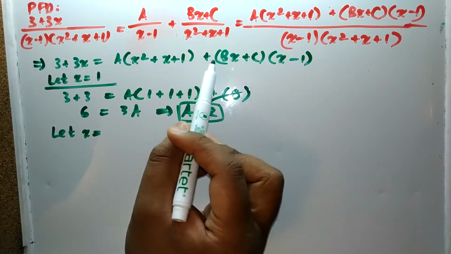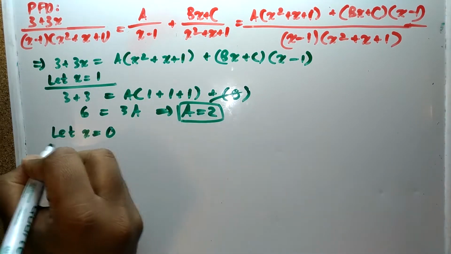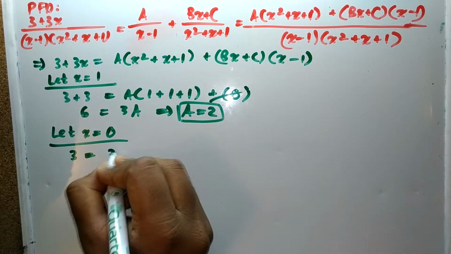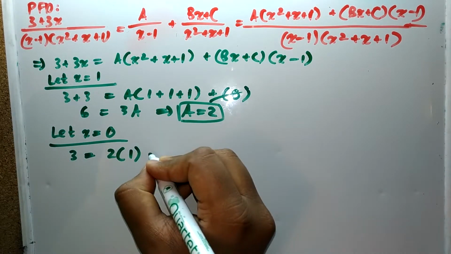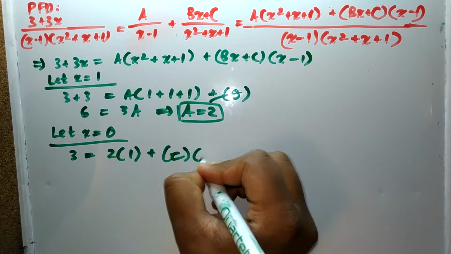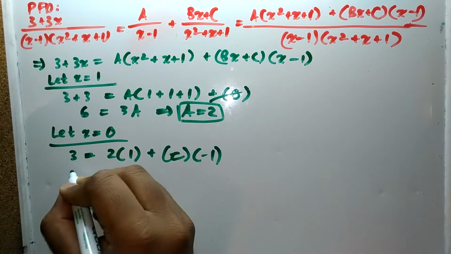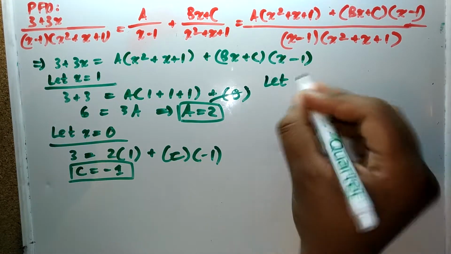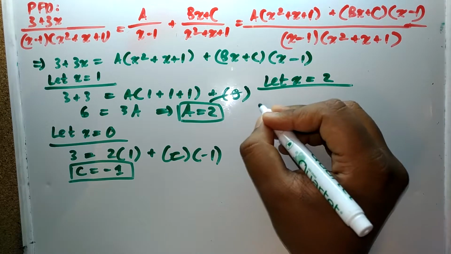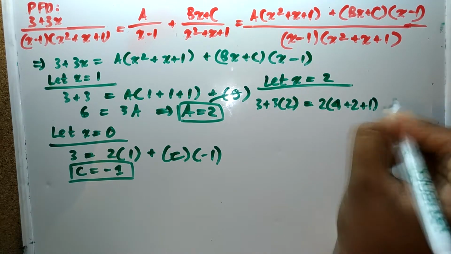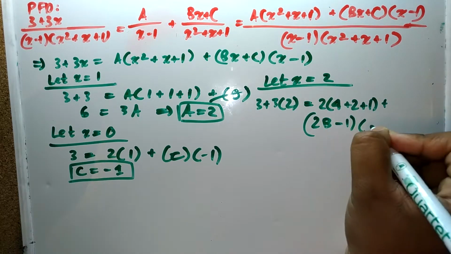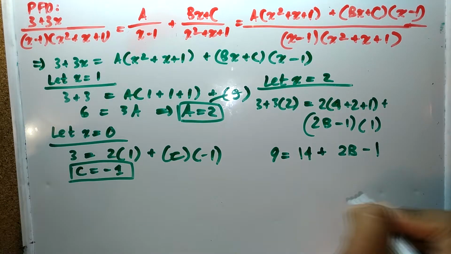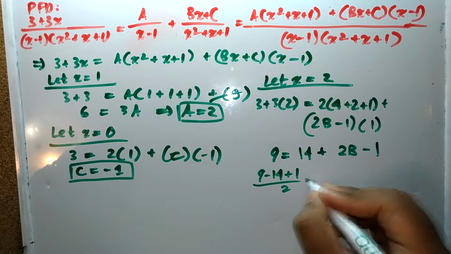So we're going to now let x equal to 0 so that we eliminate the b term, so we're just left with c, and we can plug in a because we already know that it's equal to 2, and here it's just going to be 0 plus c times negative 1, so we get c equal to negative 1. And now again we can just let x equal any value we want. We already have our a and c, so let's just let it equal 2, and then we can isolate for b, so it's going to be 9 minus 14 plus 1 equal to 2b, and b is equal to negative 2.